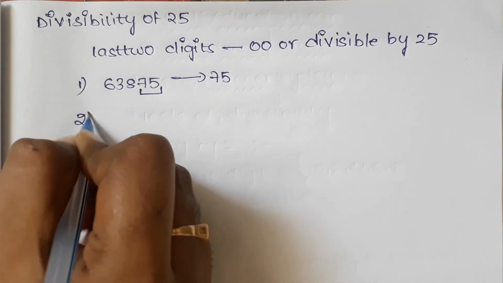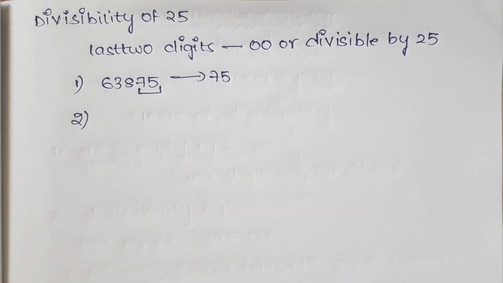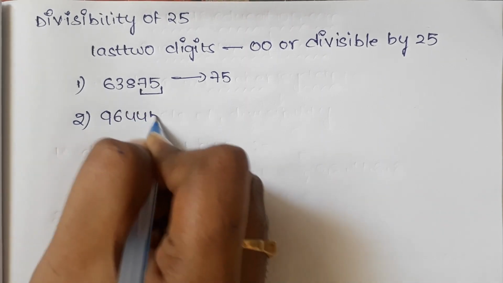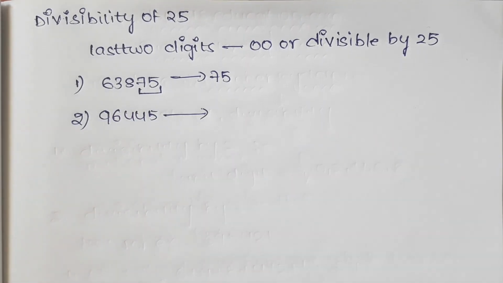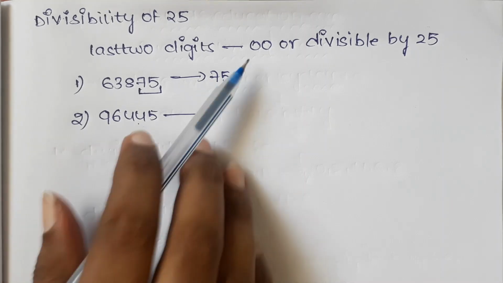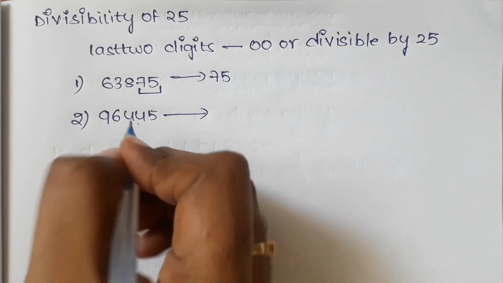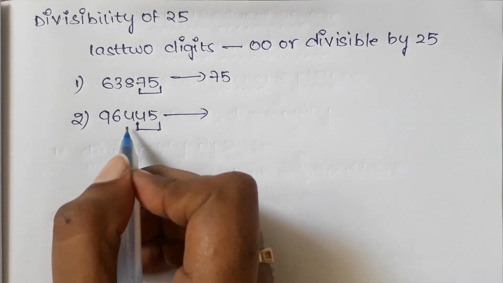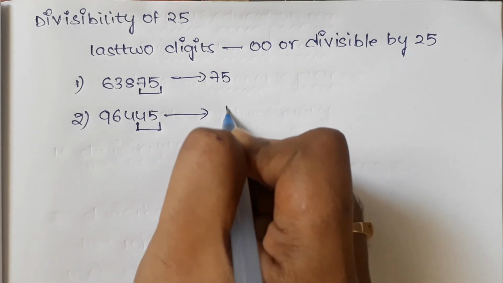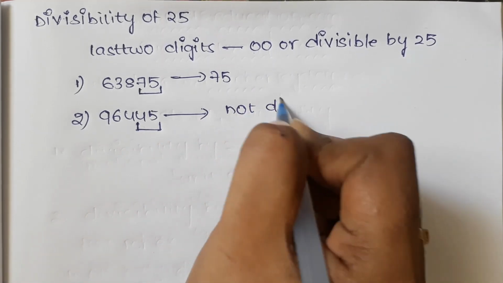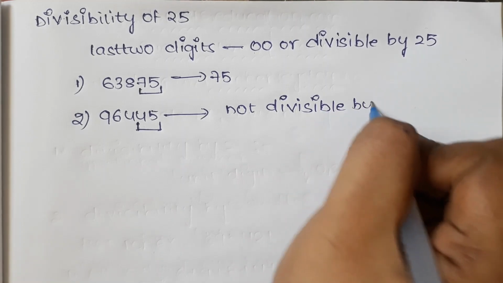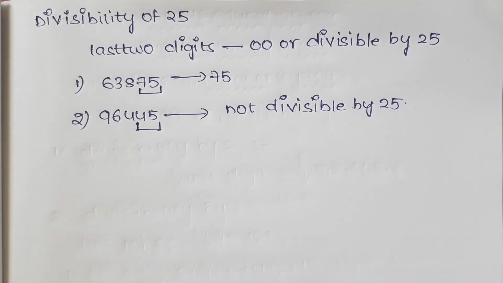And let us see another example, that is 96445. Here the last two digits are not zeros and these two digits are not divisible by 25. So the given number 96445 is also not divisible by 25. And this is about the divisibility of 25.